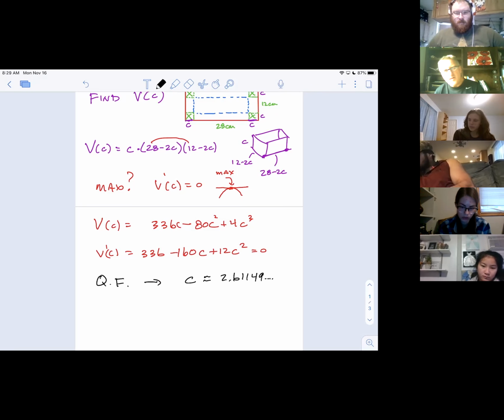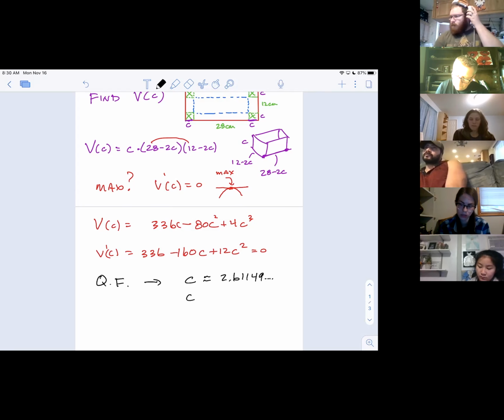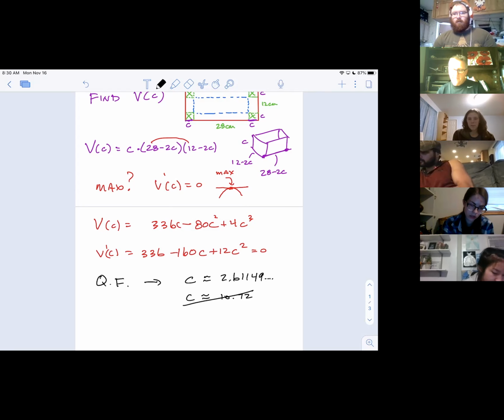And of course I could write this exactly. I could use the quadratic formula, and I could even say C equals, whatever it is, 160 plus or minus the square root of 512 divided by 24, or whatever it is. I could write it exactly. And I got the other answer that the graph showed me, which is 10.72. And of course, that one doesn't make any sense.